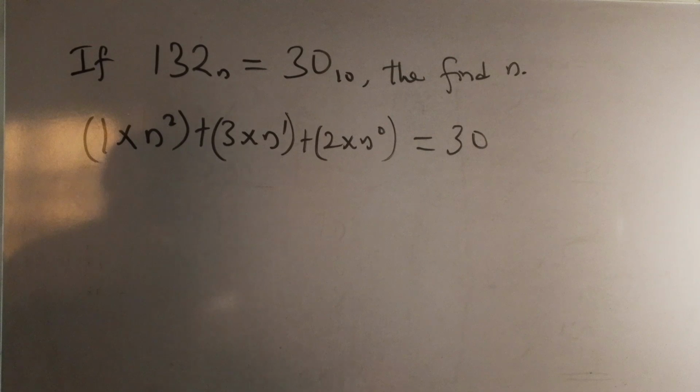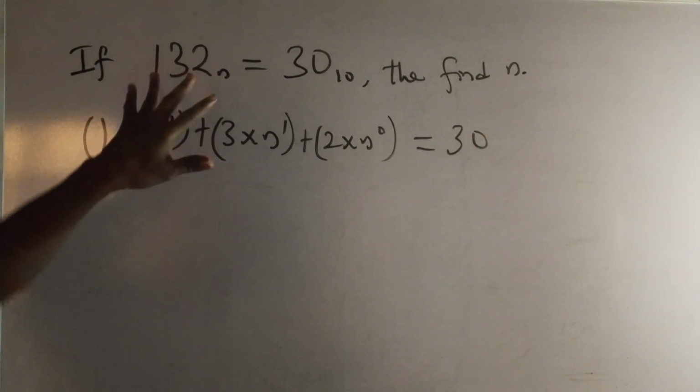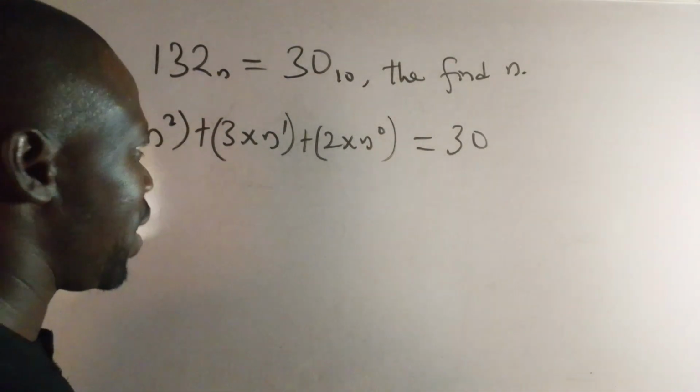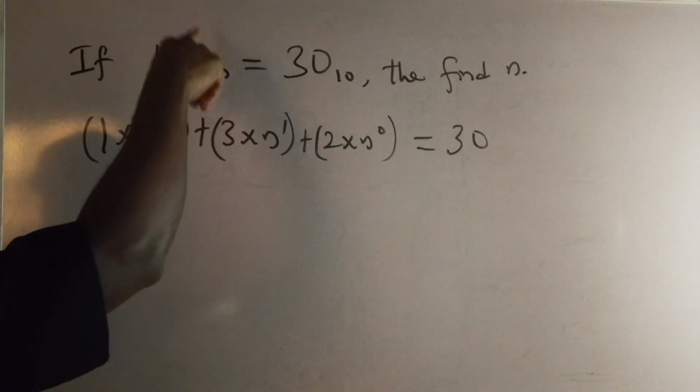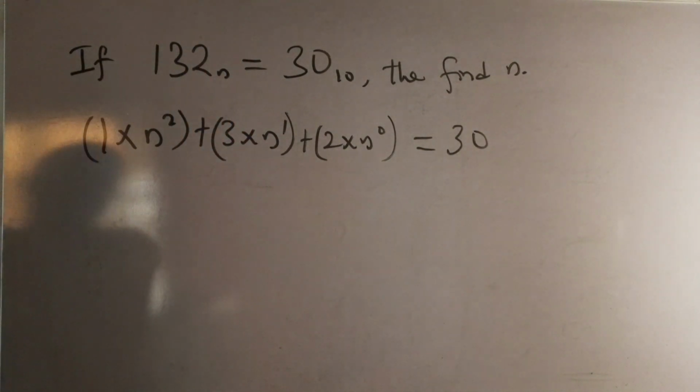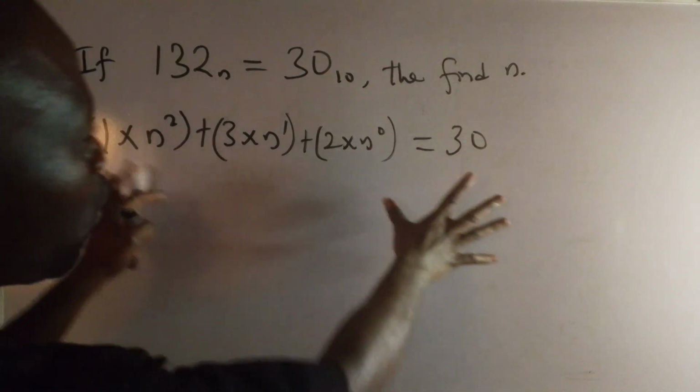So when you're converting any number from any base to base 10, this is what you follow. You start from the last number and put the power of n to 0, 1, 2, 3, 4 as you go the other direction. So this is just what we've just done.